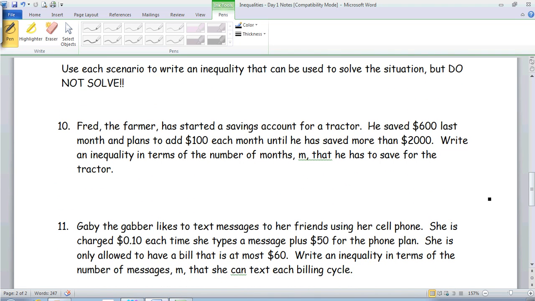Alright, notice this says do not solve. Fred the farmer has started a savings account for a tractor. He has saved $600 last month, plans to add $100 each month. Well, anytime you see each or per, you know you need to start multiplying. So our variable in this situation is going to be maybe m for months. Oh, look at that down here. And until he has saved more than 2,000. Well, more than tells me I need to use this. More than 2,000. I start off with an initial amount of 600 plus 100 times months.